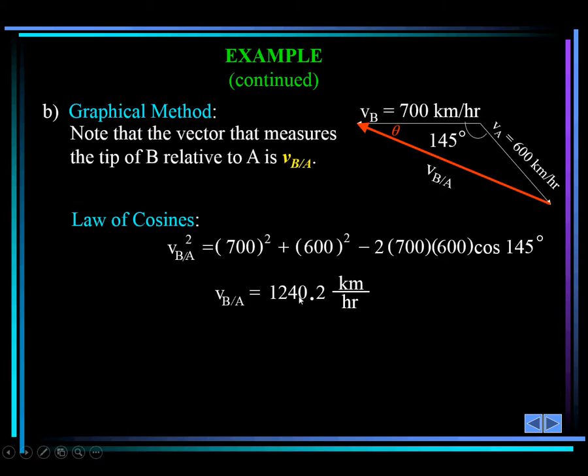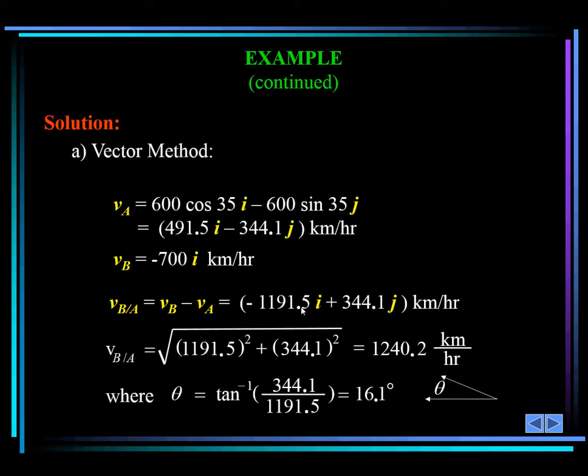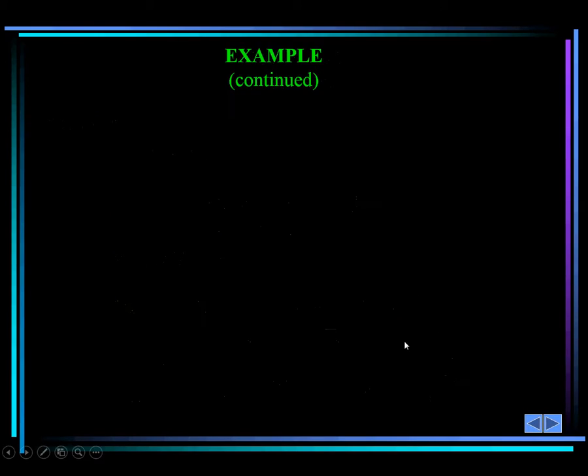So here's an example using the law of cosines now. You have the velocity of B here and the velocity of A. This line that joins the two is the relative velocity. So if you apply this, you will get the velocity of A is 1240, which is what we obtained over here before.